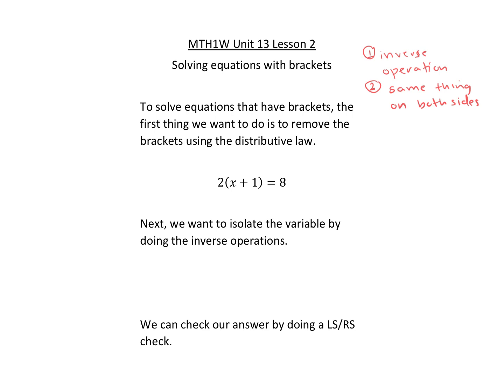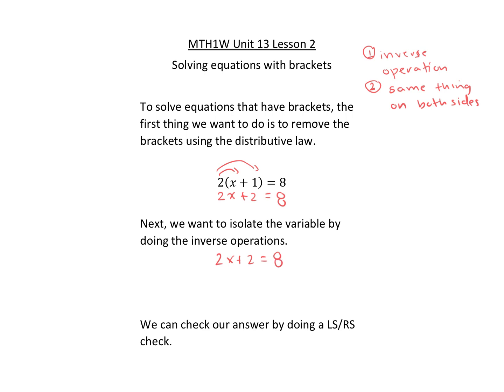So the first thing I want to do is remove brackets. If there are brackets, we want to remove them by distributing the 2 across both terms. So 2 times x and 2 times 1. Okay, so once we distribute those brackets, we don't need the brackets anymore. So we've got 2x plus 2 equals 8.